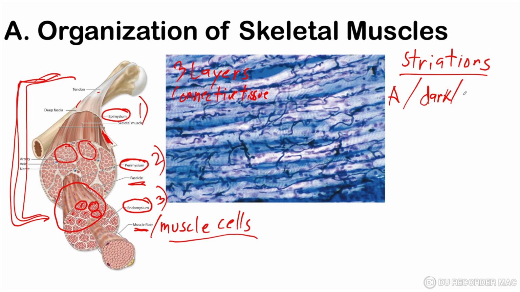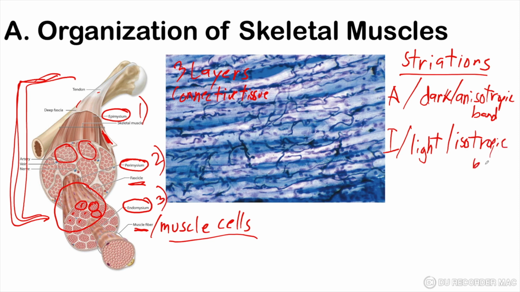These are called A because the other name for this is your anisotropic bands. Okay? So aside from that, we also have your I bands or I disc, which are the lighter ones. Again, Sir Dane mentioned that these lighter ones are what we call the isotropic bands. Okay, so there's this alternating A and I bands in your muscle.